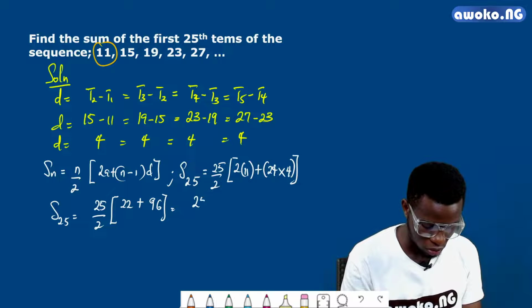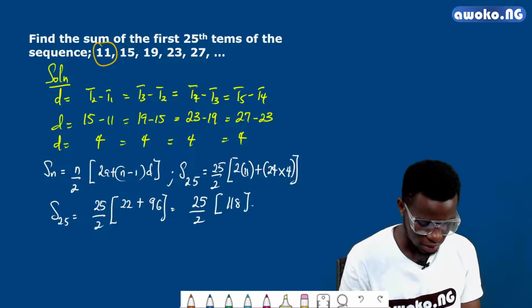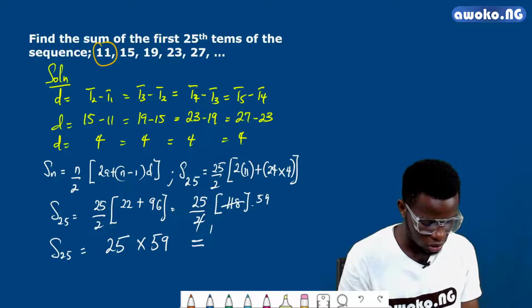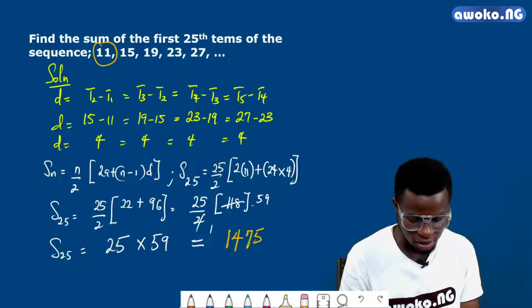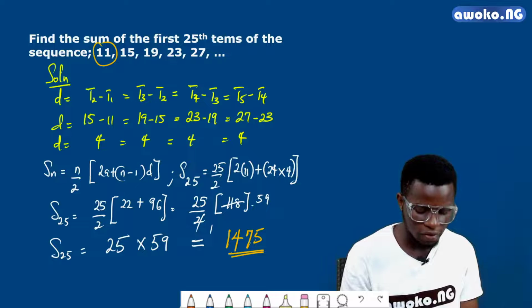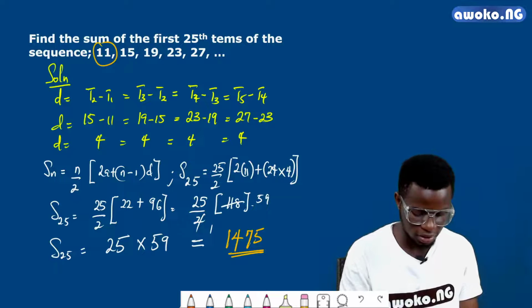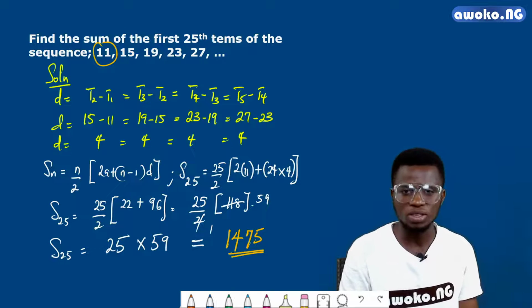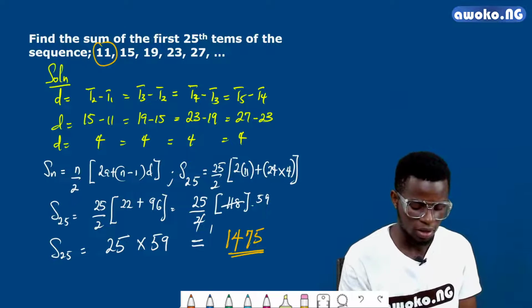So this will be equal to 25 over 2 times 118. Divide this, we have 59. Therefore, S25 is equal to 25 times 59, which is equal to 1,475. So the sum of the first 25 terms of this sequence is equal to 1475.